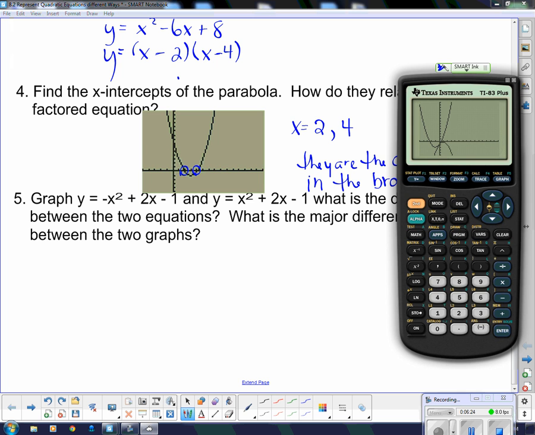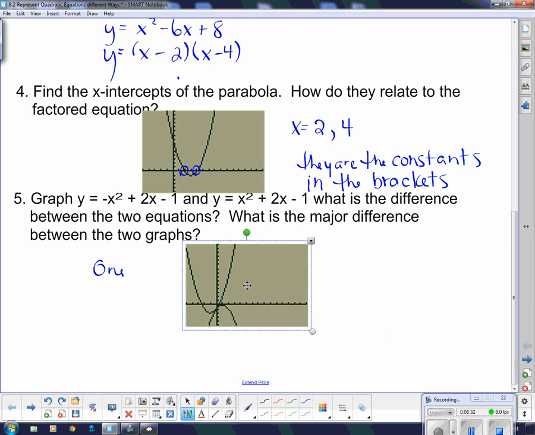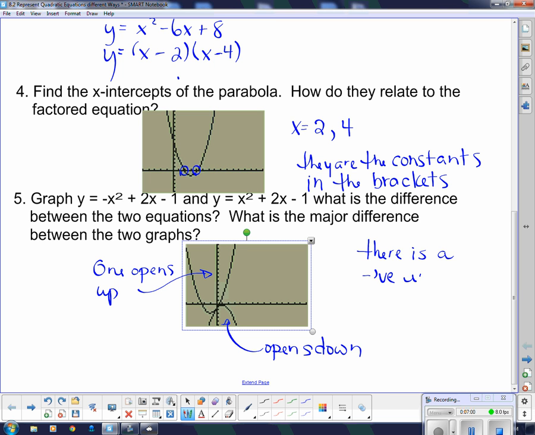It says, what is the major difference between the two graphs? One opens up. The first one we put in opens down, and the second one we put in opens up. So one opens up and one opens down. And what is the major difference between the two equations? There is a negative in front of x squared.